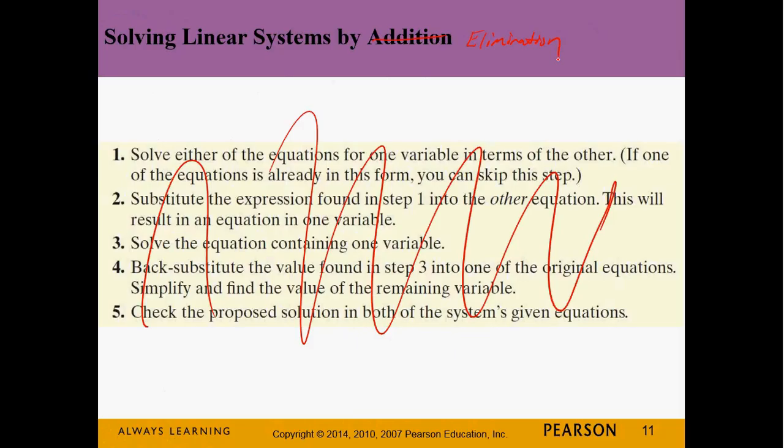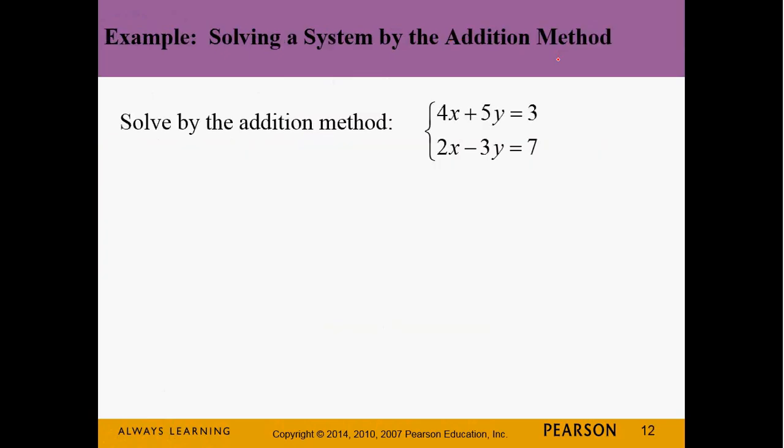This tends to be the way most people do it, just because it's easier to remember one method, and it's not too bad a method to use. Unless you've already got one equation solved for x or y, this tends to be quicker most of the time. Okay? So let's look at this, and we're going to do this one two different ways. We're going to eliminate x, then we're going to eliminate y. I want to make sure that we can do it either way, because both ways have a different way of doing it, basically.